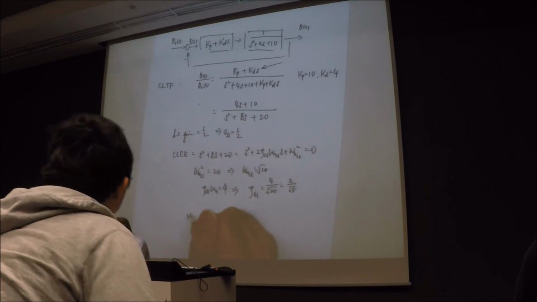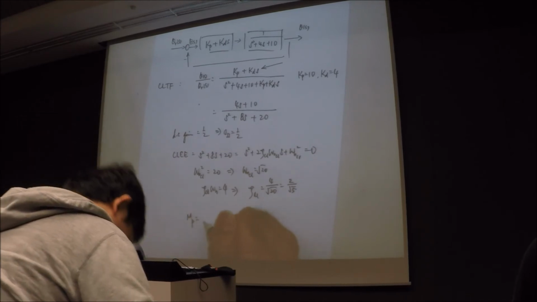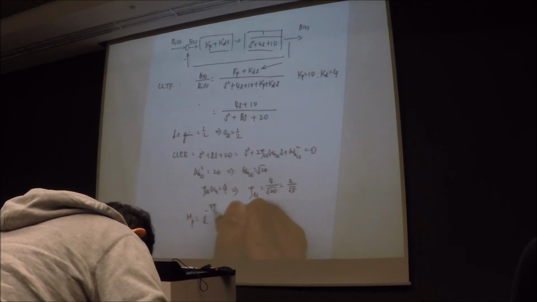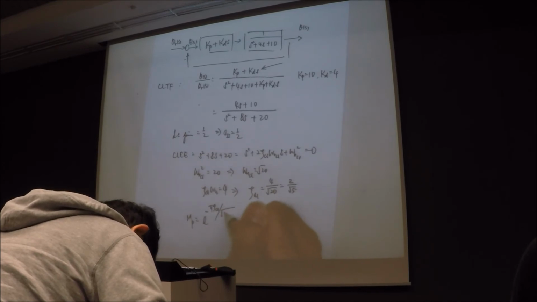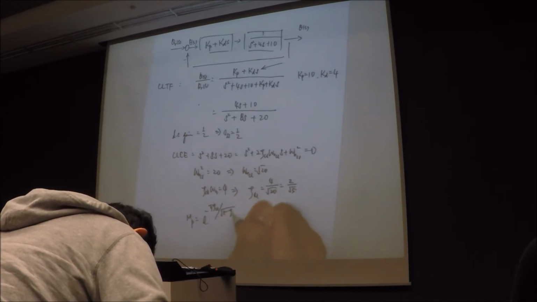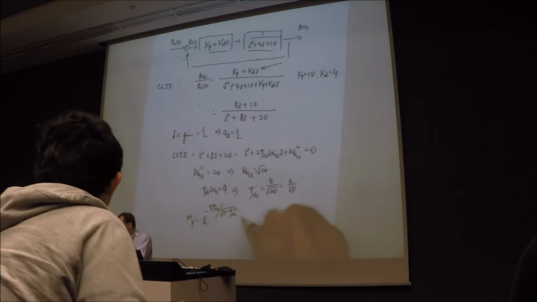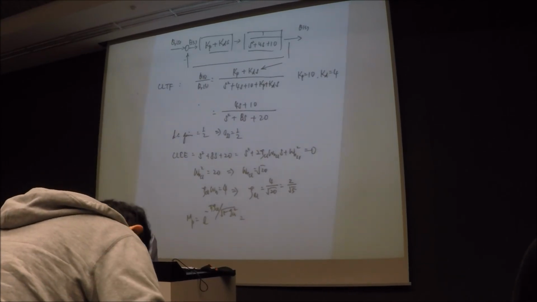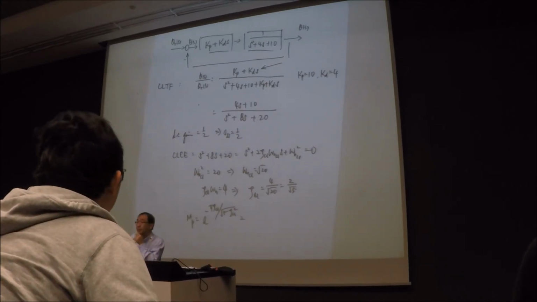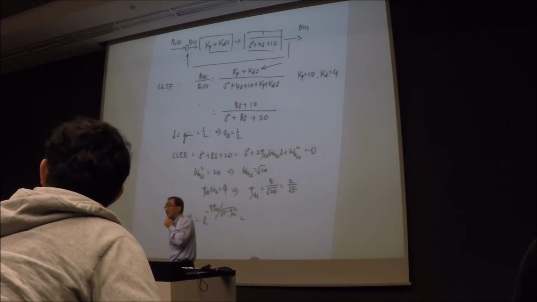What about your maximum overshoot? Maximum overshoot is e to the power minus pi zeta closed loop divided by square root of 1 minus zeta closed loop squared. And this will be your Mp.